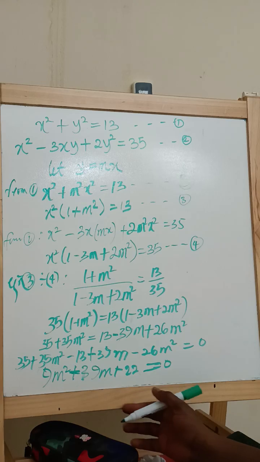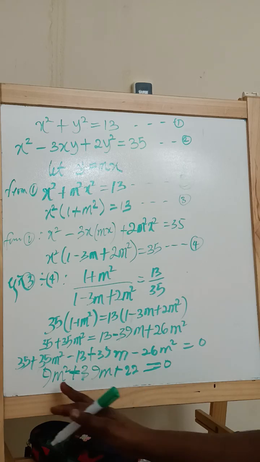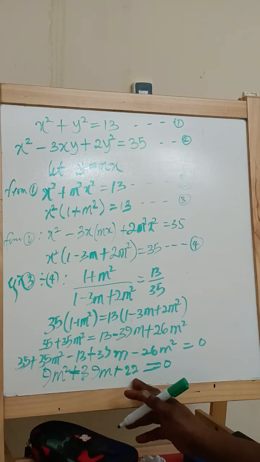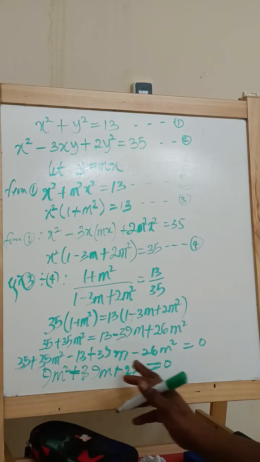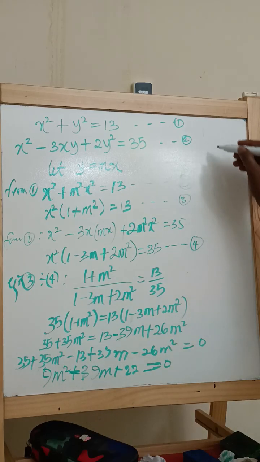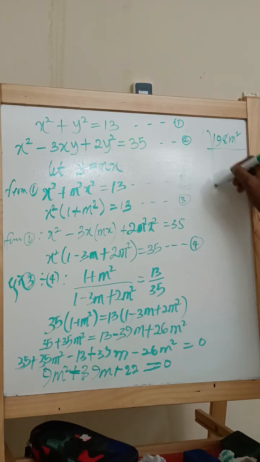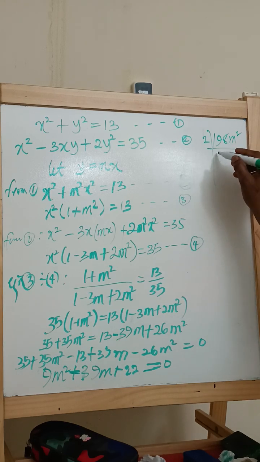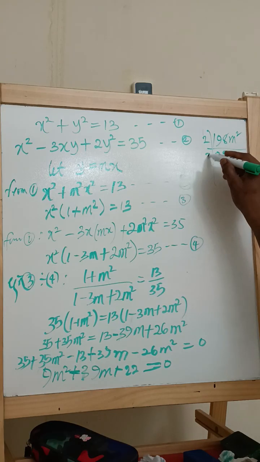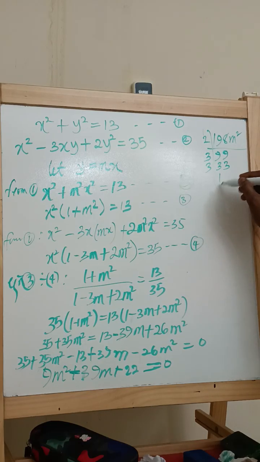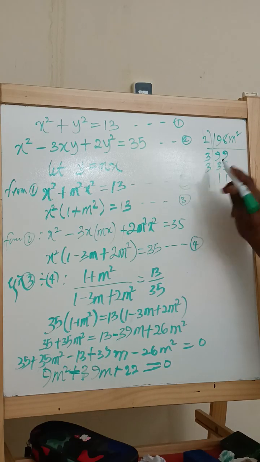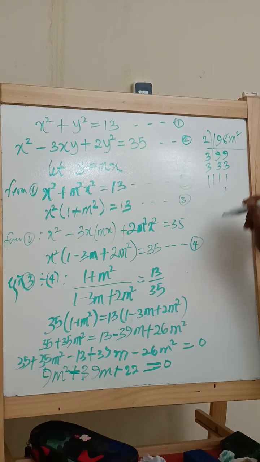What are the factors? How do we get the factors? We need to multiply the first term by the last term. 9 times 22, that's 198m squared. So if we find the LCM, 2 in 198, that will be 99. So here 3 in 99, that will be 33. And 3 in 33, that will be 11. Then 11 in 11, that will be 1.